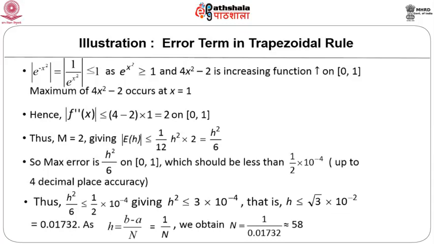So, maximum error is less than or equal to h square by 6, which should be less than or equal to half into 10 raised to minus 4, which on calculation gives h square is less than or equal to 3 into 10 raised to minus 4. So, h is square root 3 into 10 raised to minus 2, that is 0.01732. And so, n is 1 by h, and that gives the value 1 upon 0.01732, approximately equal to 58. So, this implies that the number of subdivisions should be at least 59, or more safe to be 60, to ensure 4 place decimal accuracy.